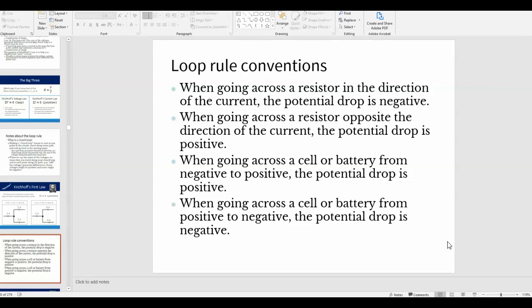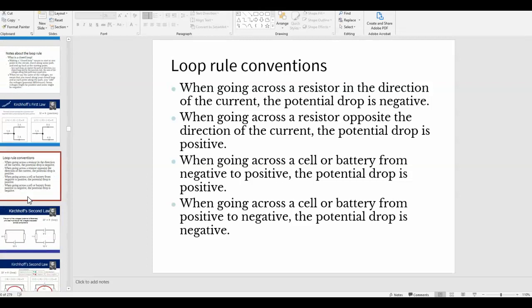When you're going across a resistor in the same direction of the current, you treat that as a voltage drop. So you add that as a negative voltage because you're going down in energy, because that energy is being used in the load. Likewise, when you're going across a resistor opposite the direction of the current, you're going up in potential. When you're looking at a cell or a battery, when you go from the negative side of the battery to the positive side, you're going up in potential, up in voltage, and that's a positive voltage. And when you go from the positive side to the negative side, that's a negative voltage. So make sure you have these in your notes so you understand the sign conventions in applying the loop rule.